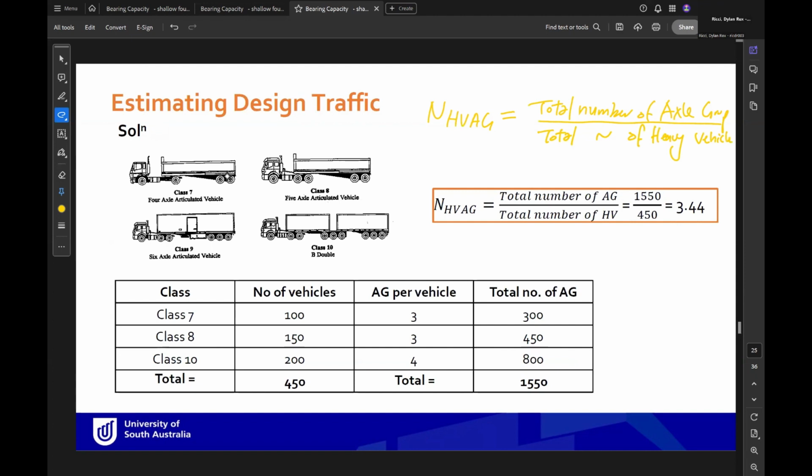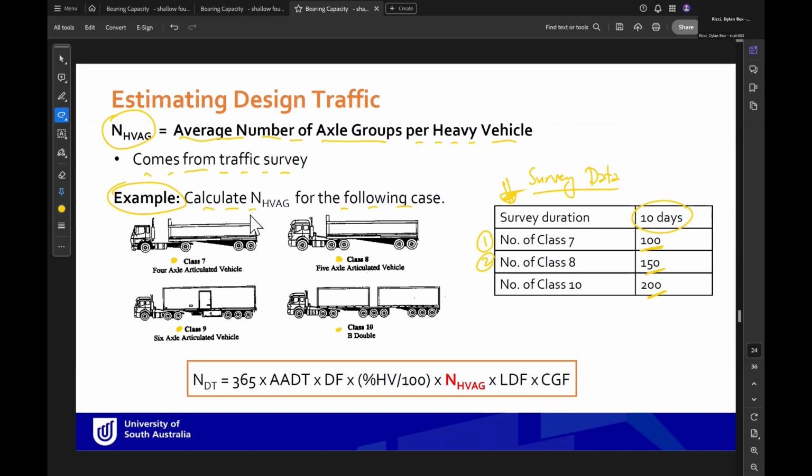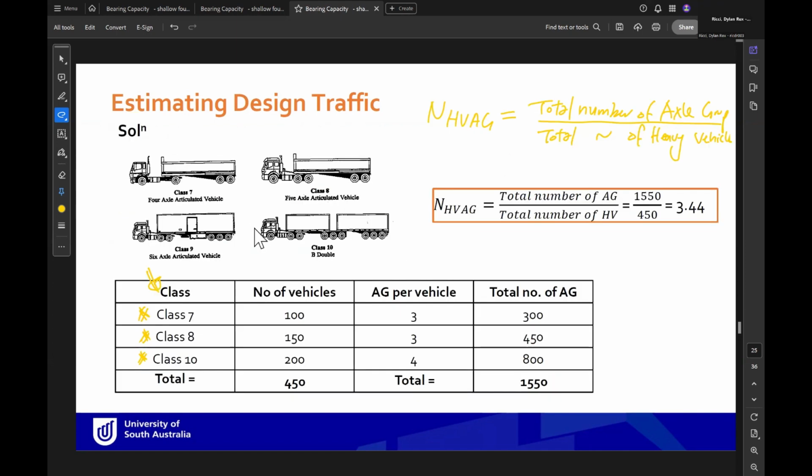So if we look here, we need to make this table. So we have the classes, we have three. If you go back, how many classes of vehicles do we have? Three. So we have 100 vehicles of class 7, 150 for class 8, 200 of class 10. So the total number of heavy vehicles is the summation of these three, which is 100 plus 150 plus 200 equal to 450 heavy vehicles.